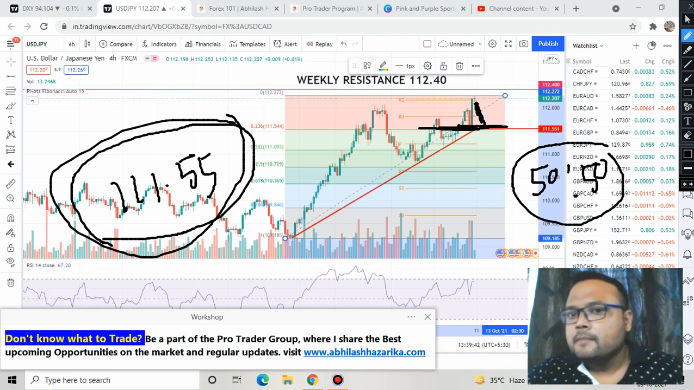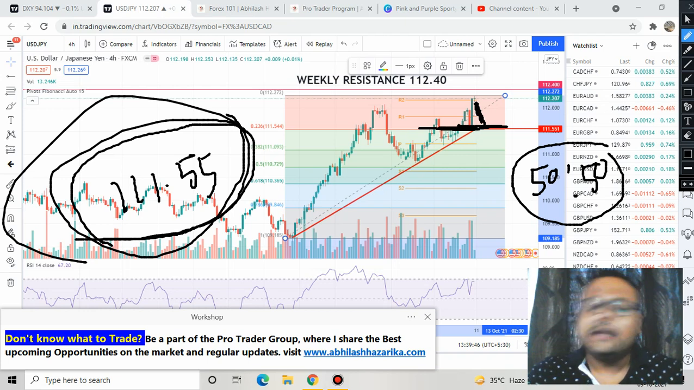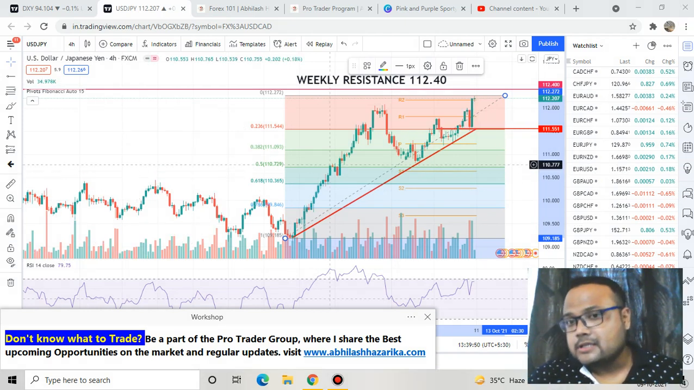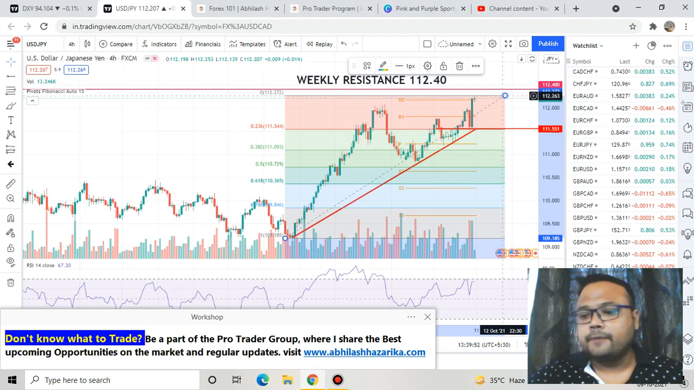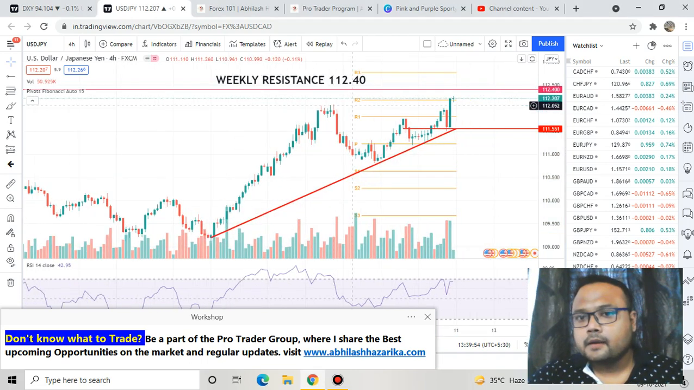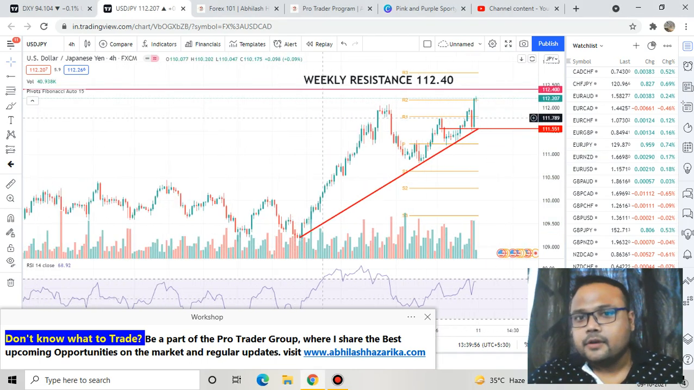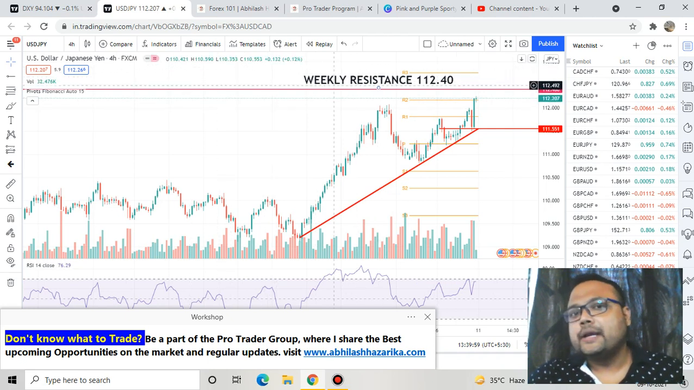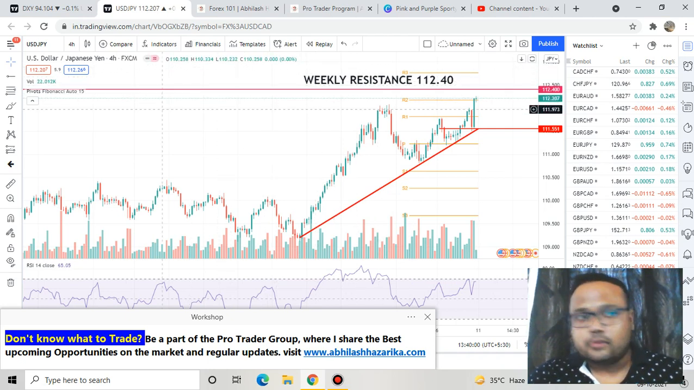If you see the market bouncing from the 111.55 level, then you can go for a buy. Yes, you can go for a buy if the market bounces. That is your first trading opportunity. On the other hand, you can see that I have also mentioned a weekly resistance at 112.40.